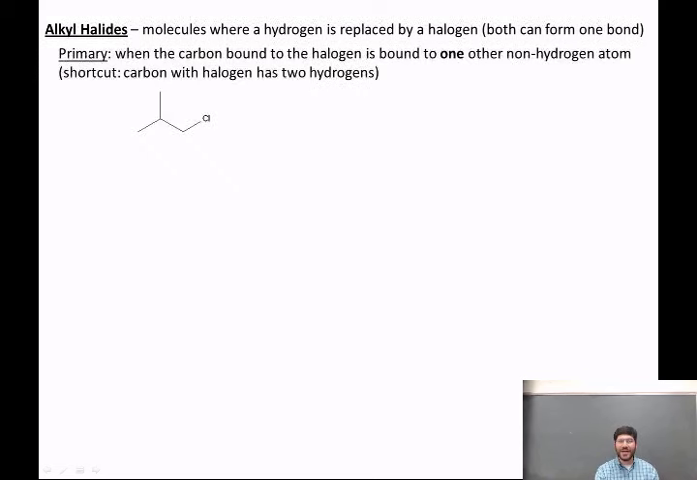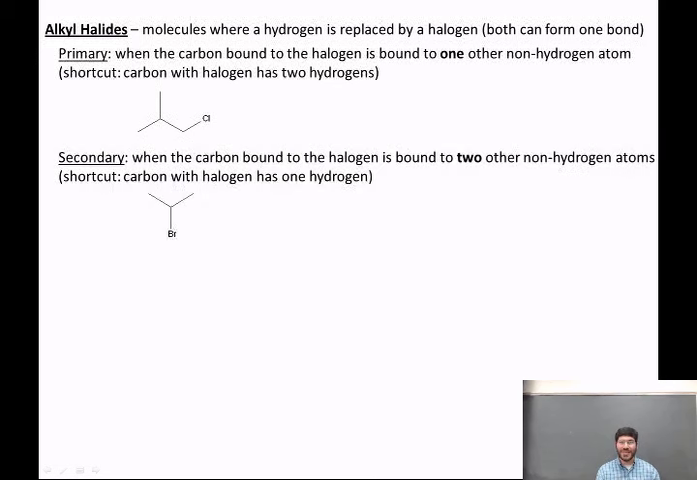A primary alkyl halide is one in which the carbon bound to the halogen is bound to one other non-hydrogen atom, thus primary meaning one. As a shortcut, you could look at this and say, okay, the carbon with the halogen has two hydrogens on it. And that is a shortcut that will work and help you recognize primary alkyl halides. But the reason they are defined as being primary is because there is just one other non-hydrogen atom.